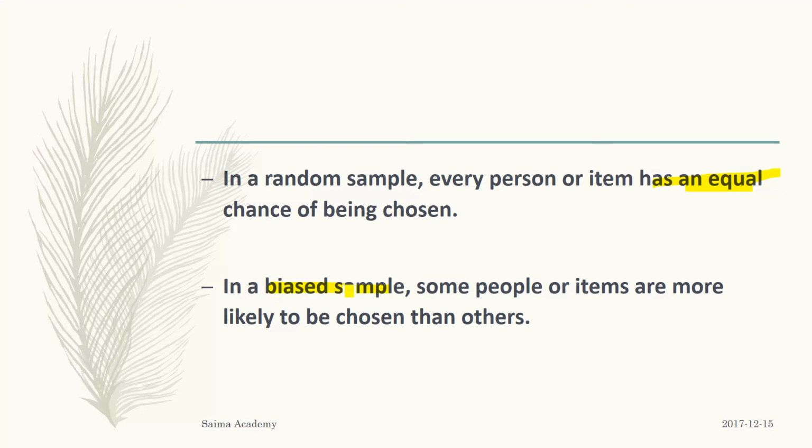On the other hand, in a biased sample, some people or items are more likely to be chosen than others. I will explain the concept of random sample and biased sample with the help of a few examples. In the case of a random sample, we will consider every person or every item in a calculation, while in a biased sample, we will consider some people or some items.